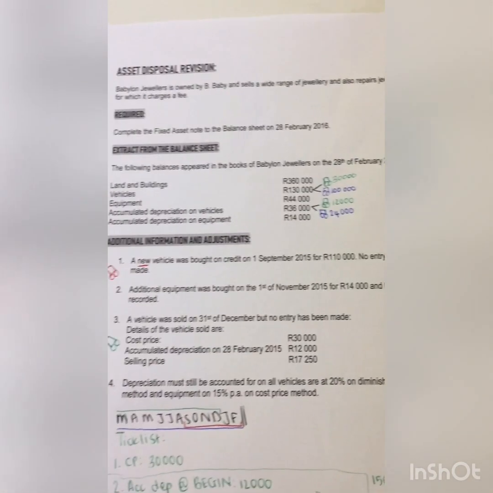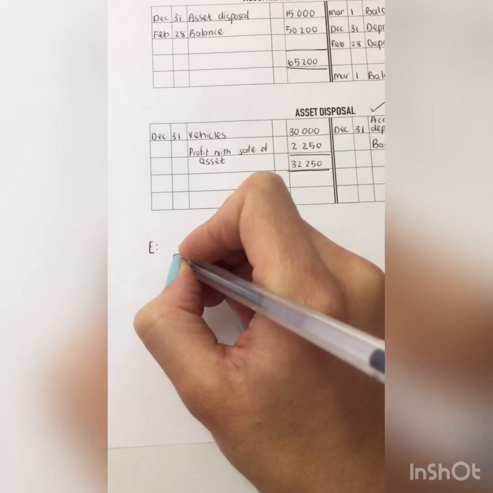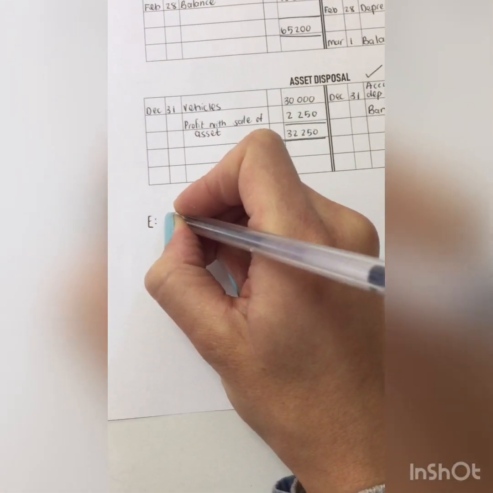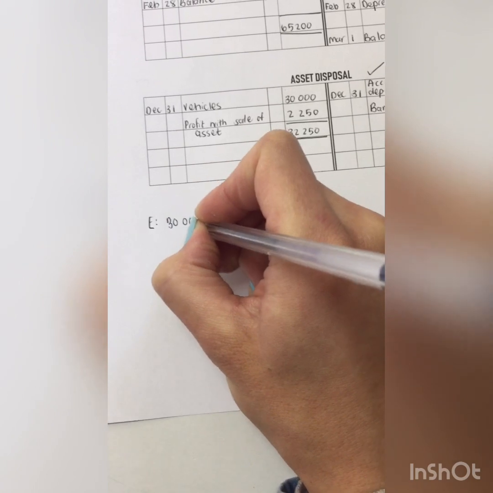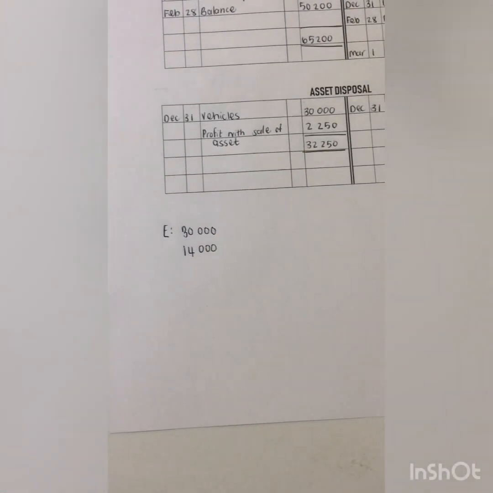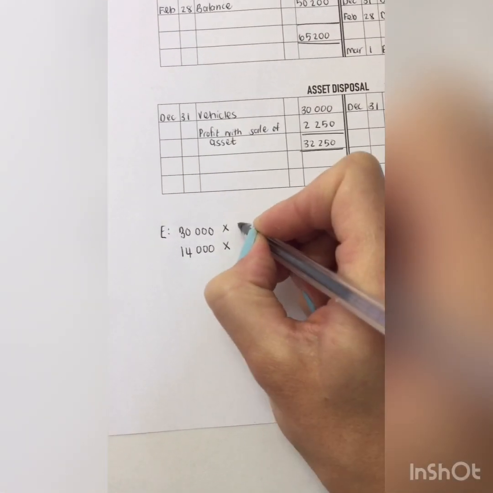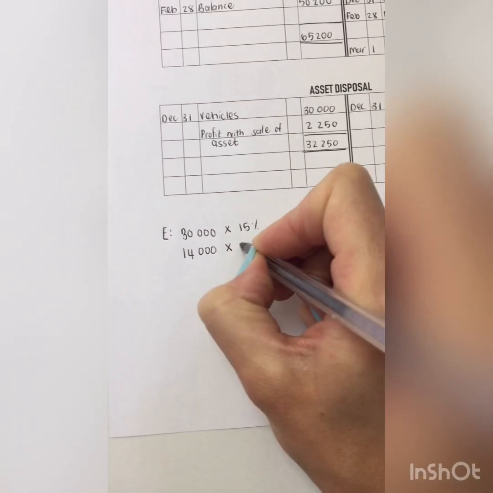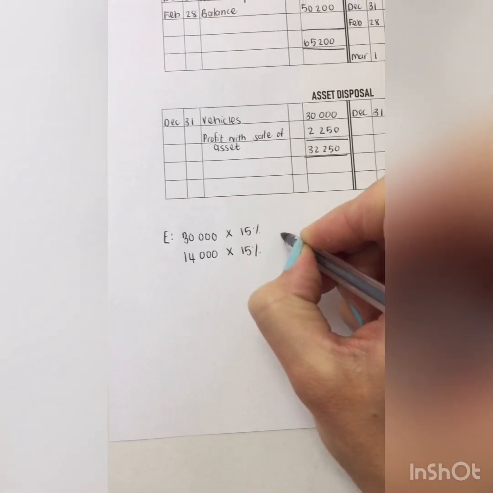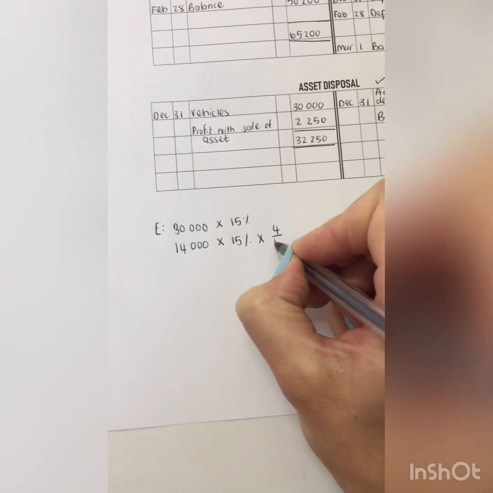I can't use the 44. See, the balance over there for equipment is 44. I can't use the 44. I need the balance at the beginning of the year. That will be 30,000. Because 30,000 plus the 14, which is the new one that I bought, will give me 44. Both of them are on cost, so it's just easy multiplying with 15%. And the new one I had in my books for 4 months.